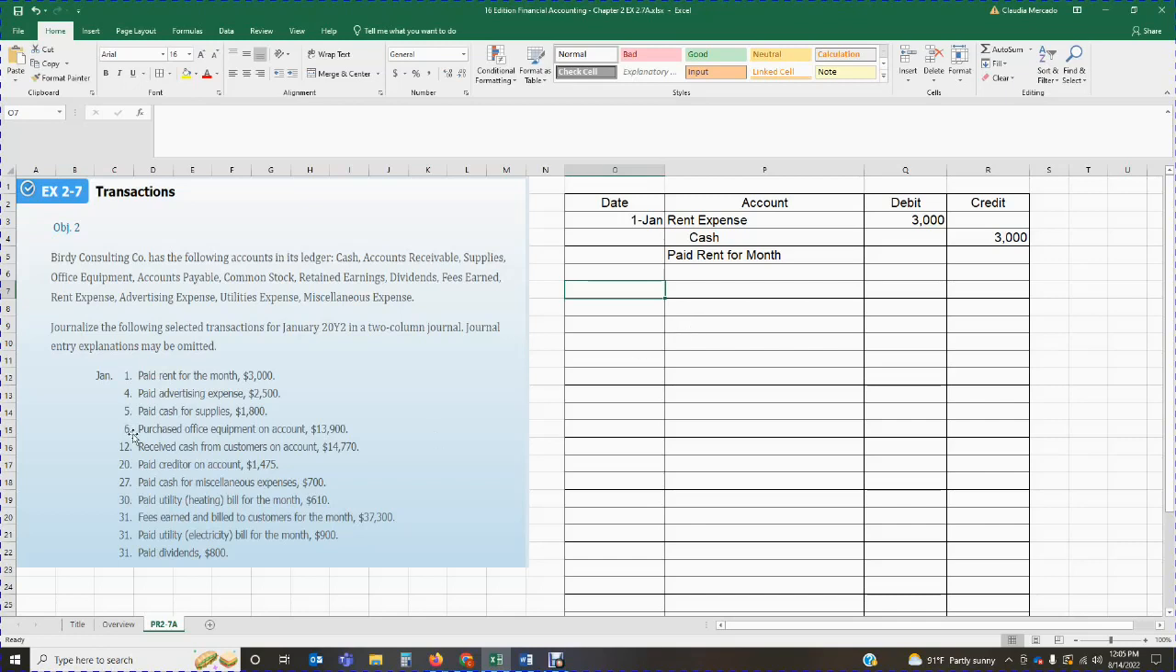Let's go to number 6. That's a little bit complicated. It says here you purchased office equipment on account, $13,900. So what does that mean? That means that you went out there and you bought office equipment. You didn't have the money to pay for it, so you paid for it on account, which means you owe that money to someone. So let's say you went to Best Buy and you decided to buy this equipment from them on account. They gave you the equipment, but now you're going to be responsible to pay them back those $13,900.